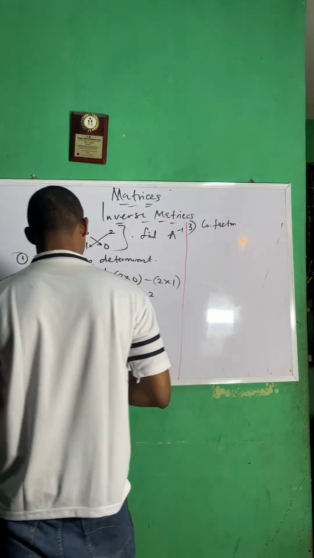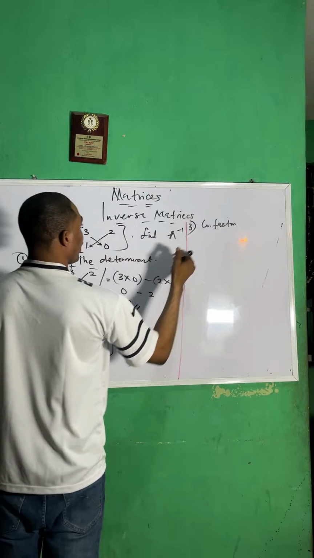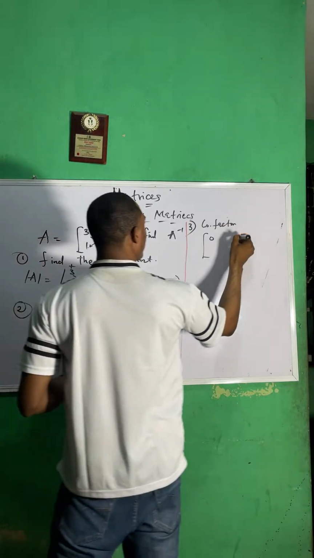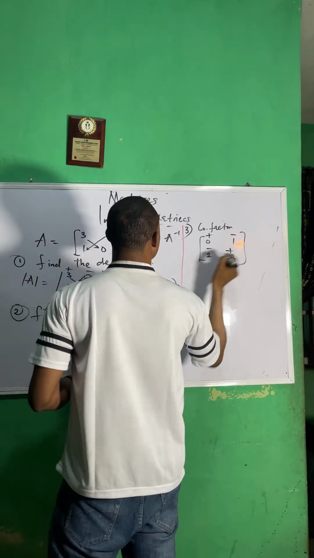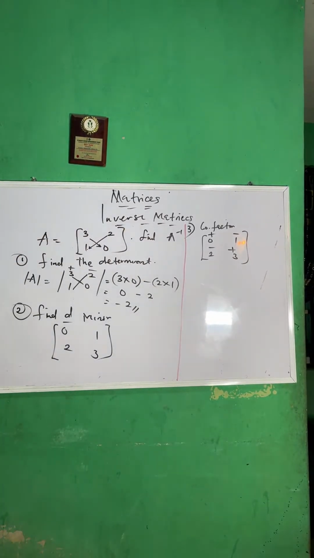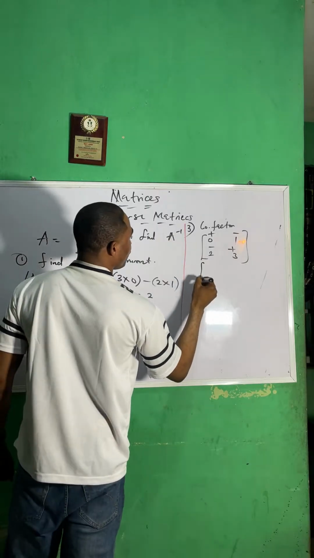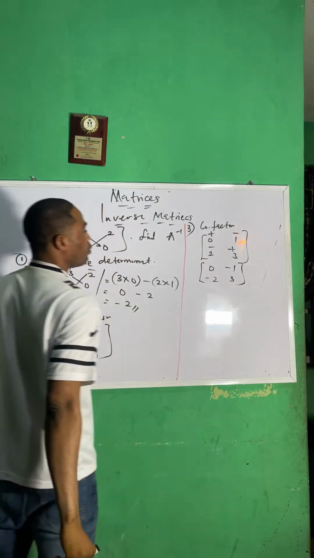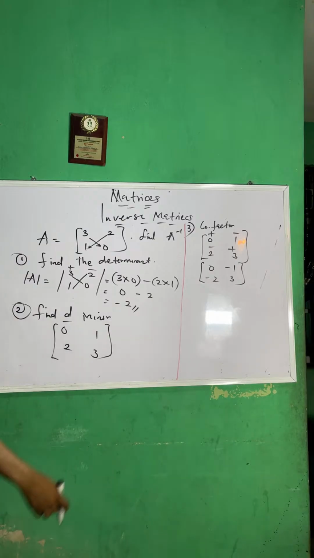To get the cofactor, we need to apply signs to the minor. So I have 0, 1, 2, 3, and the signs are plus, minus, minus, plus. That is the application of signs to the minor to get the cofactor. So my cofactor is 0, minus 1, minus 2, 3. Now I've gotten my cofactor.